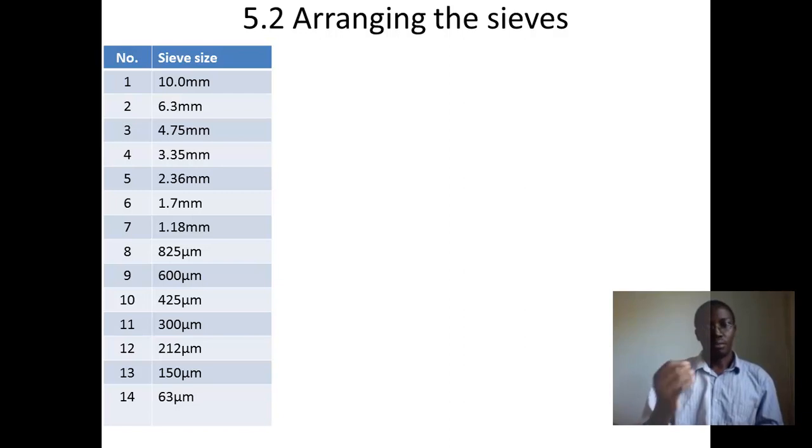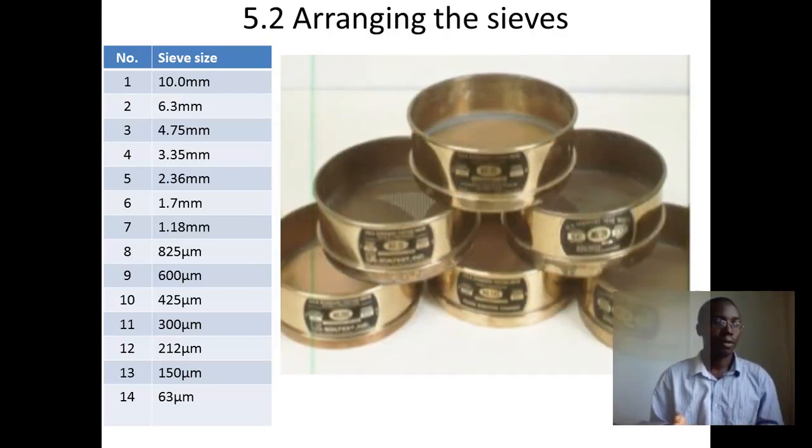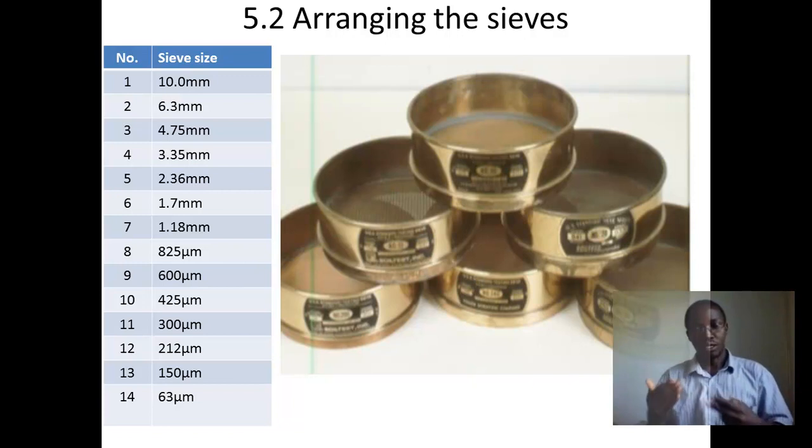825 micrometer, 600 micrometer, 425 micrometer, 300 micrometer, 212 micrometer, 150 micrometer, and 63 micrometer. These are the sieves we are going to use. Now, the sieve sizes will also be indicated on the labels of the sieves, so that when you look at the various sieves, you will be able to read the aperture, and that will be the sieve size.